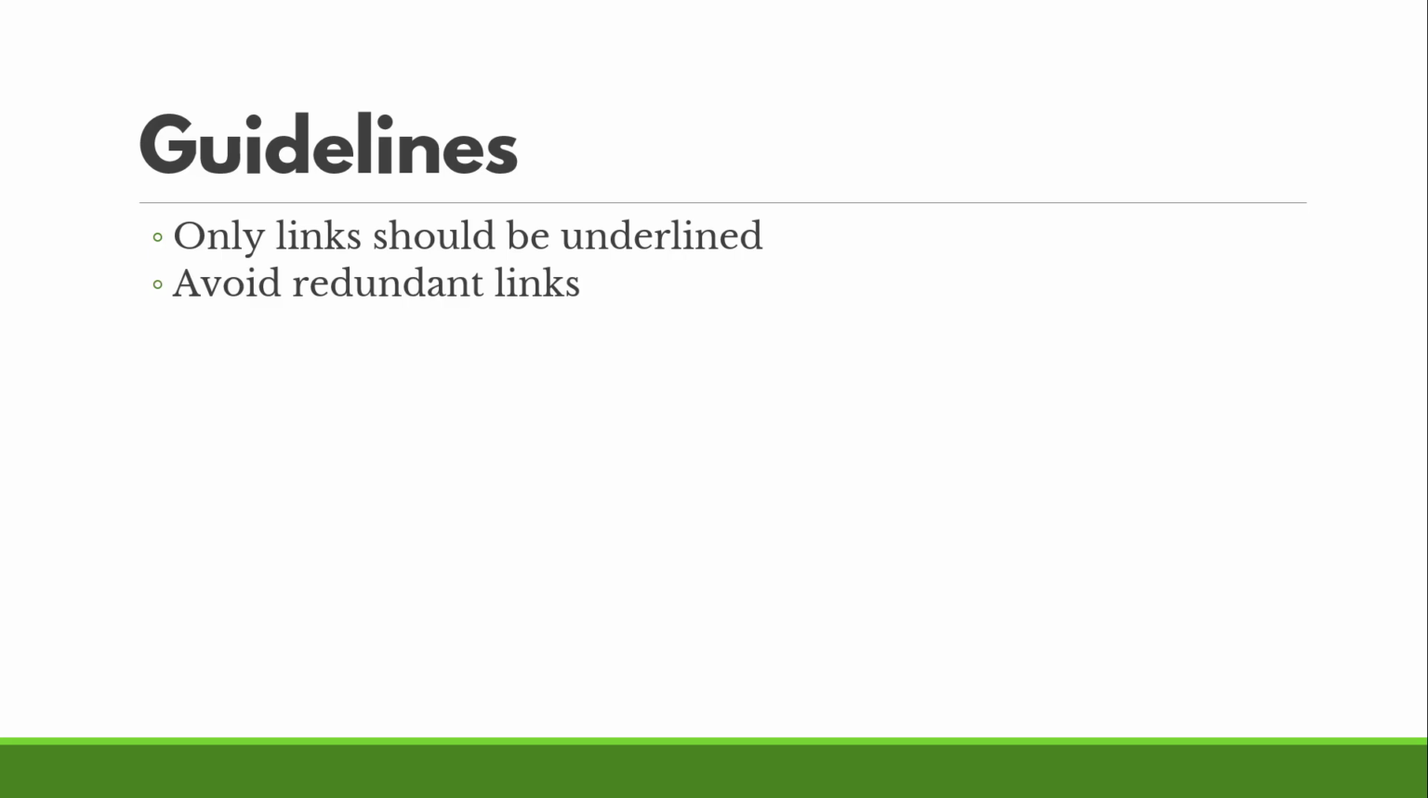And finally, avoid redundant links. This is bad accessibility. It can be confusing for people that are using screen readers if there is more than one link to the same thing in the same document or page. So just avoid linking to the same thing more than once in a page. Only underline links or allow the hyperlink formatting to do it for you, and you are good to go.